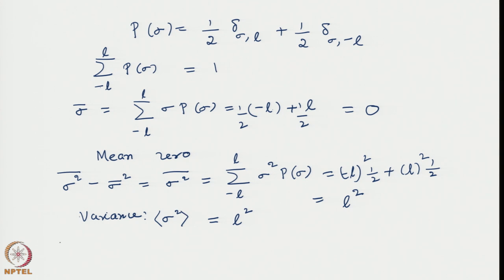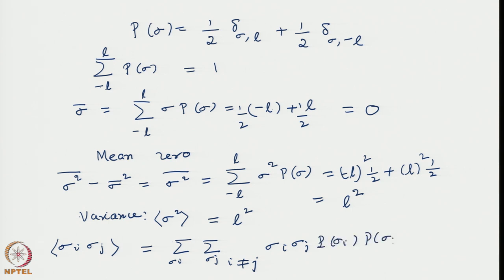I can now ask for a correlation between two different sigmas, sigma i and sigma j, and I want to obtain the average of them. Since the mean is 0, the correlation is just this quantity, and you can sum over sigma i and sigma j with i not equal to j. If i equals j, it becomes sigma square, and we have already considered that case. This will be sigma i, sigma j, P(sigma i), P(sigma j).